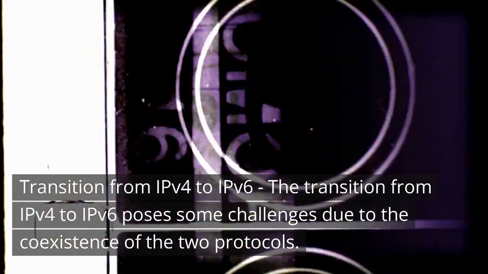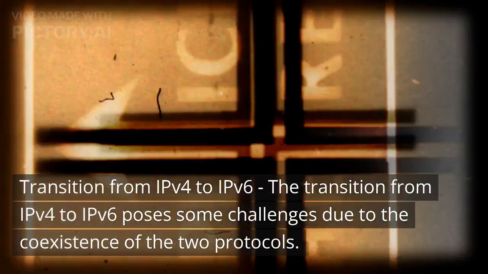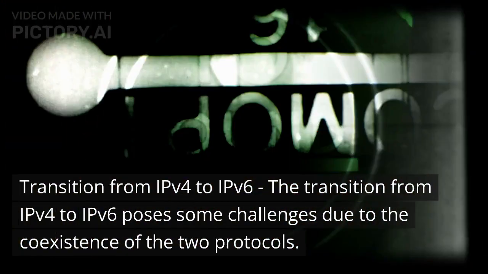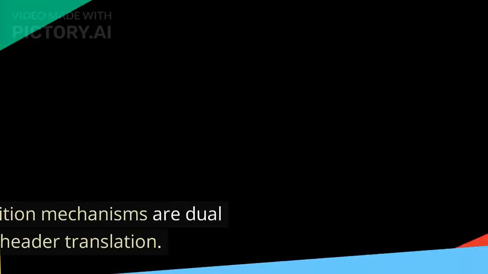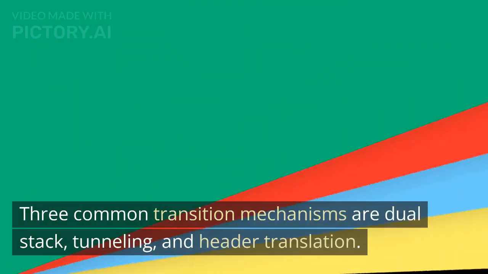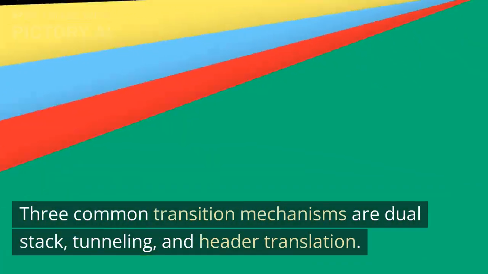Transition from IPv4 to IPv6. The transition from IPv4 to IPv6 poses some challenges due to the coexistence of the two protocols. Three common transition mechanisms are dual stack, tunneling, and header translation.